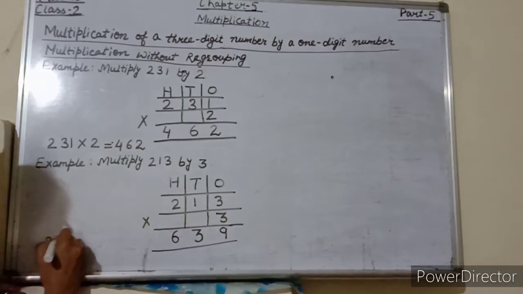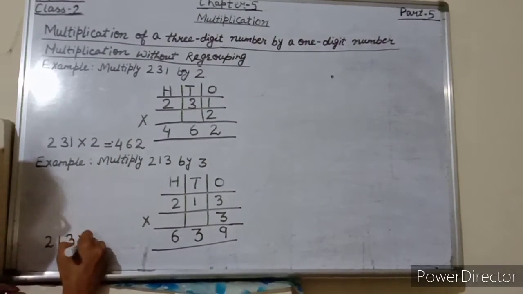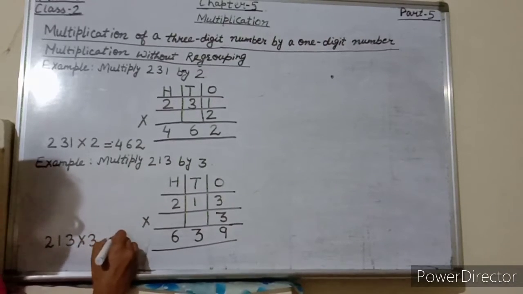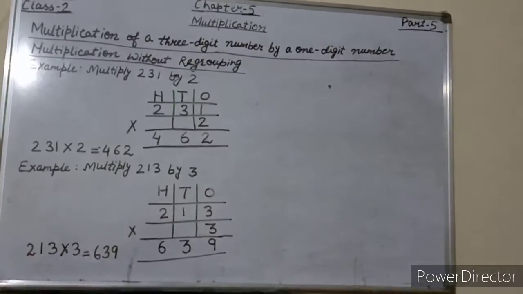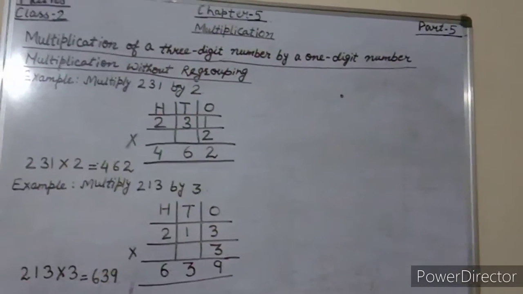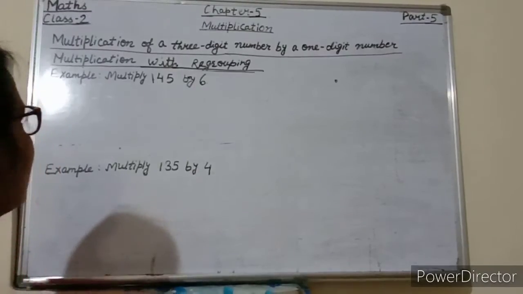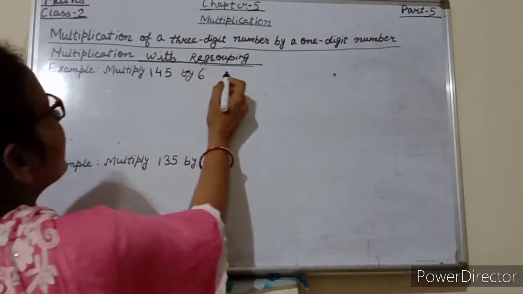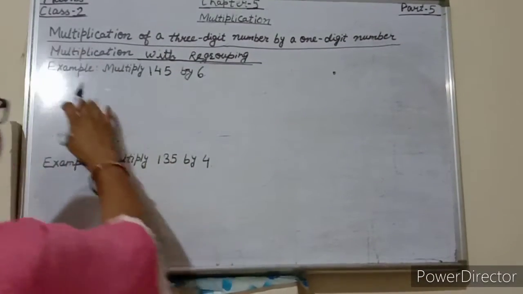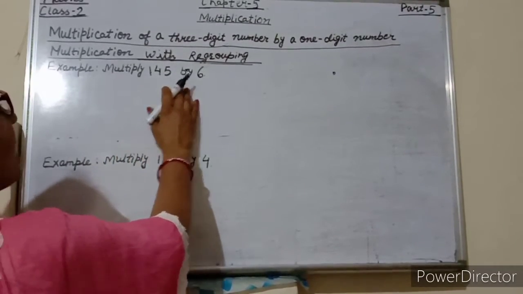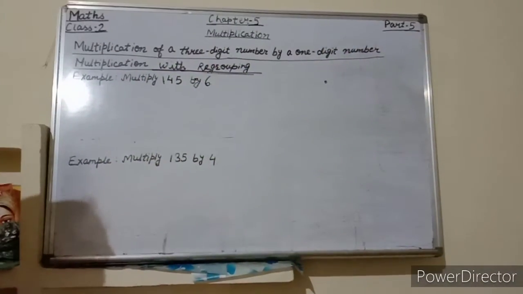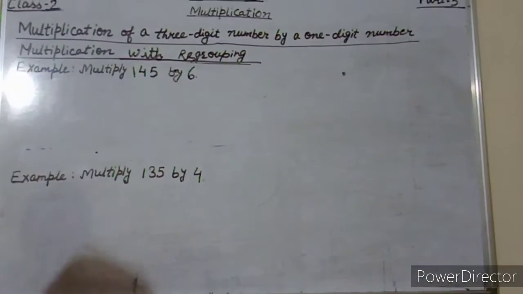Here, students, write 213 into 3 is equal to 639. Now start, students: multiplication with regrouping. See, one example I have given you. Multiply 145 by 6. So again we will write this in a column.